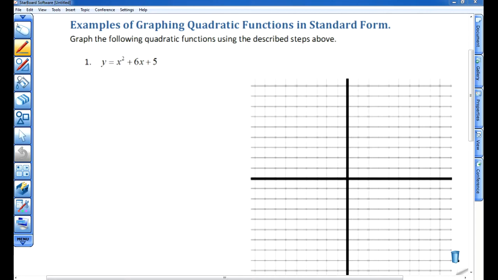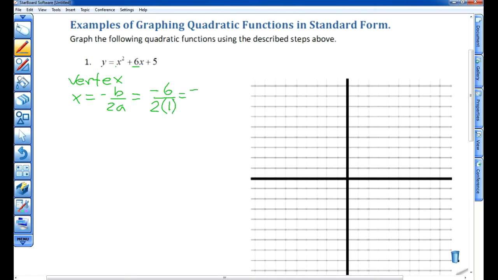Let's now look at our very first example. The first example that we're going to graph is y equals x squared plus 6x plus 5. If we recall the steps that we just went over, the very first step is to find your vertex. To find the x-coordinate of your vertex, it was simply negative b over 2a. So for us, that equals negative b; the b value here from our quadratic is 6. So that's going to be negative 6 divided by 2 times a. A in this case is 1.